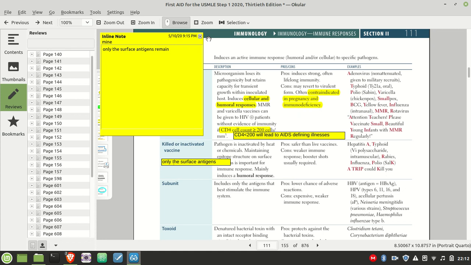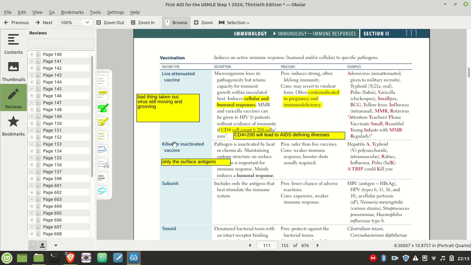So what's the big deal there? Well, unfortunately, because of that, you're not able to get the cool T cell reaction that you had earlier. So it's a little bit weaker of an immune response, and you need a whole bunch of boosters. Of course, you also have to remember these. Okay. Interestingly enough, there's a reason why you don't give this polio vaccine anymore.